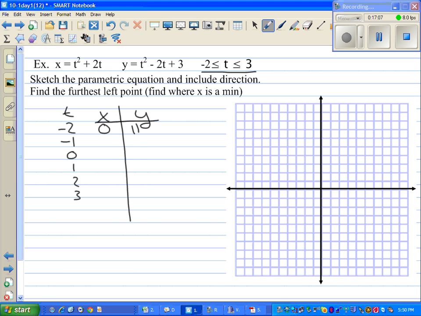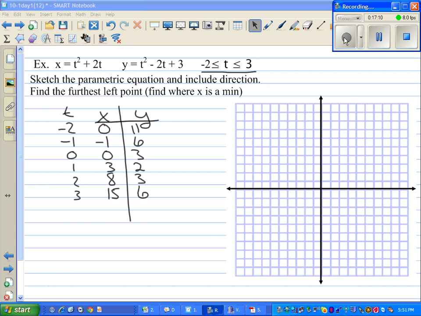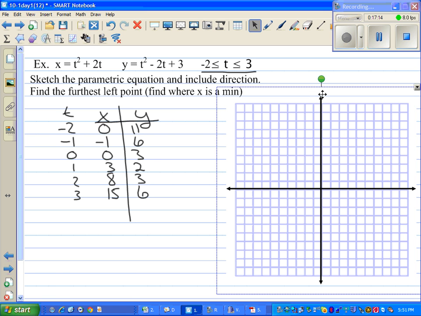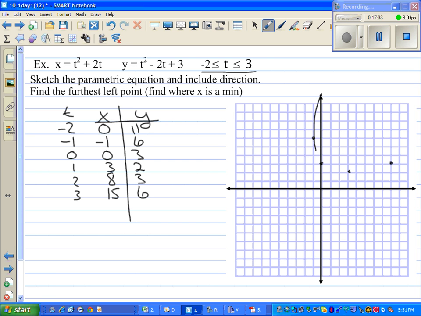Well, I'm going to fast forward to save a little bit of time. There's the chart filled in. So we have 0, 11. That's a little bit off the map there. Right there. -1's 1, 2, 3, 4, 5, 6. 0, 3. 3, 2. 8, 3. And then this is shooting off to 15, 6. Whoop, direction is actually going that way as we graph this.